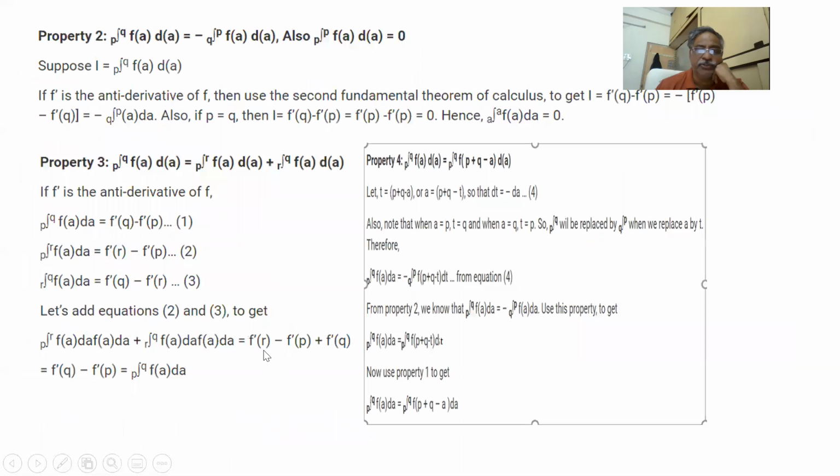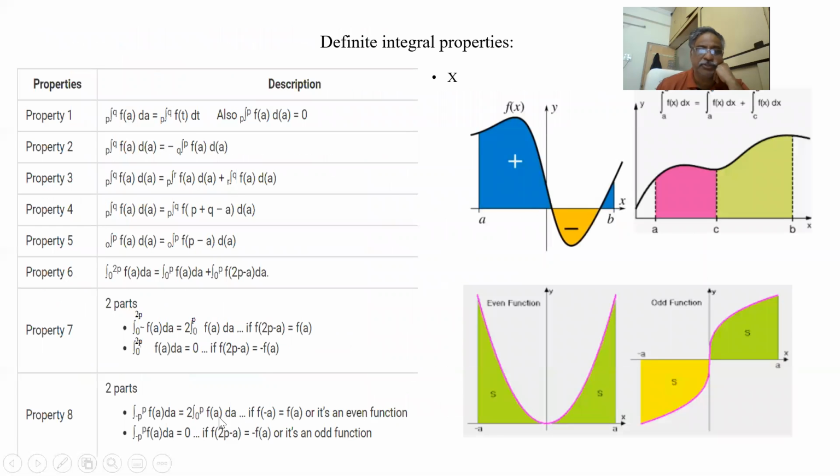Both are same. This is also same. Minus p to plus p can be written as minus p to 0 plus 0 to p. So in place of 0 to p, I am getting f of minus a, 0 to p, this 2p becomes 0. If f of minus a is f of a, then I get 2 into the integral. If f of minus a is minus f of a, I am getting 0.